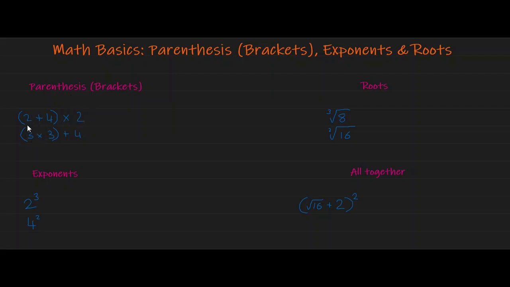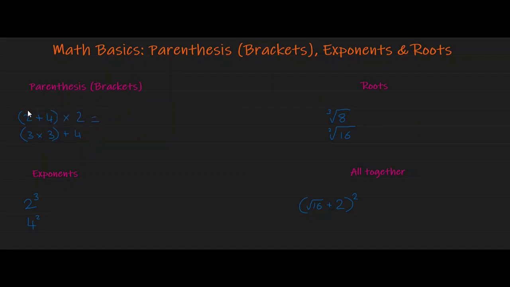The first example is 2 plus 4 multiplied by 2. In this example, you have parentheses or brackets, and 2 plus 4 is within the brackets. So 2 plus 4 is grouped together and then multiplied by 2. So what this says is 2 plus 4 and the entire 2 plus 4 is multiplied by 2. So let's solve this.